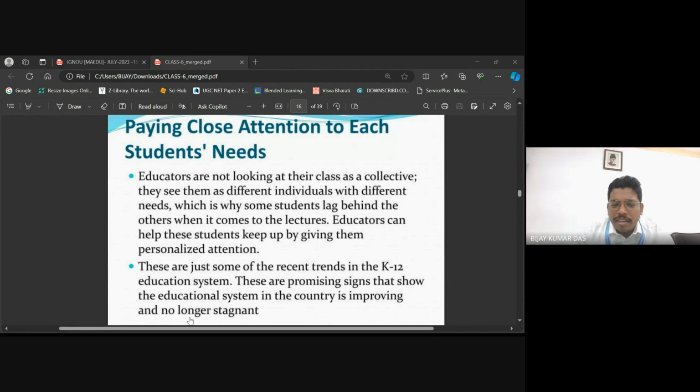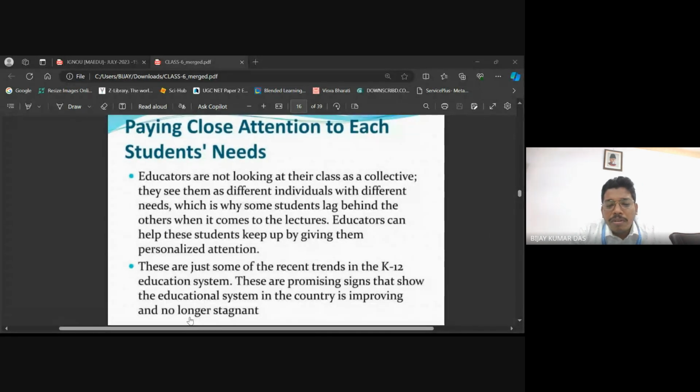As we are talking about the modern trends in education, educators are not looking at their class as a collective form. They see the students as different individuals with different needs, which is why some students lag behind the others. And when it comes to the lectures, educators can help these students keep up, giving them personalized attention also. So it's the teacher's duty that we can provide adequate information, more facilities, more opportunities so that they will be more interested to be a part, right? Then their participation level will be developed.